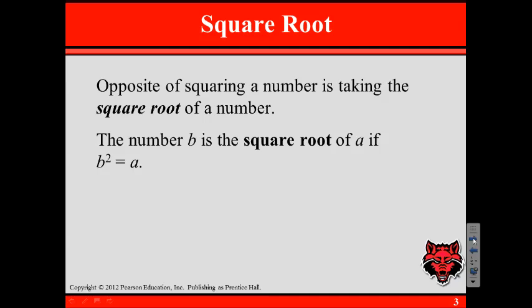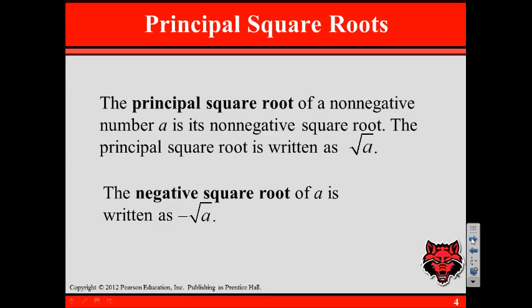The opposite of squaring a number is taking the square root of a number. And so the definition says the number b is the square root of a if b squared equals a. The principal square root of a non-negative number is its non-negative square root. The principal square root is written as the square root of a. The negative square root of a is written as negative square root of a. Each number will have a principal square root as well as a negative square root.